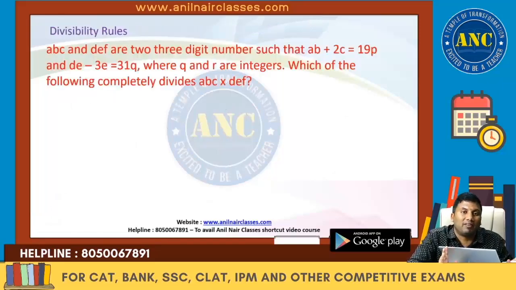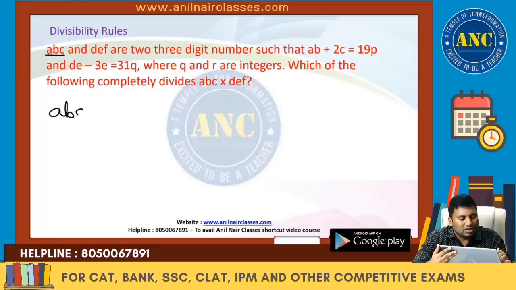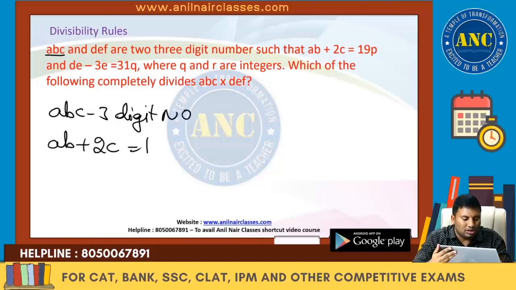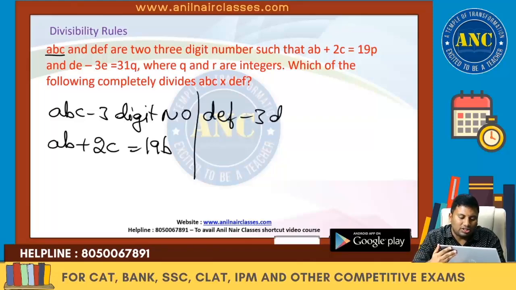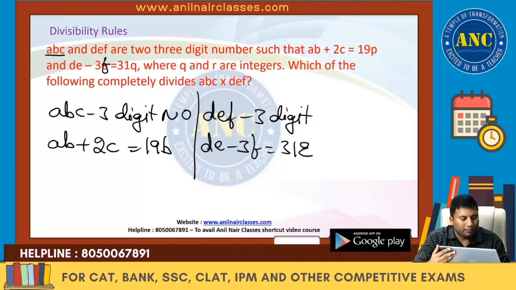Some advanced level questions. Most of the students who do not know this logic will think that the next two questions are Olympiad level questions, but they are not. ABC is a 3-digit number, AB plus 2C is 19P. DEF is another 3-digit number, DE minus 3F is 31Q.